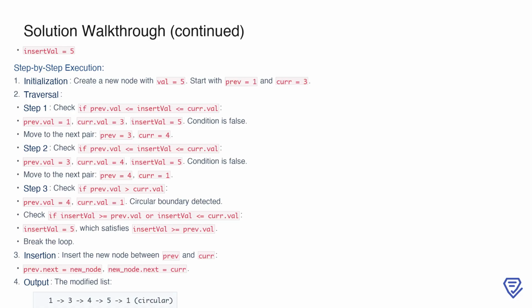Here, we check if the value to insert is either greater than or equal to prev.val or less than or equal to cur.val. The value 5 satisfies the condition of being greater than or equal to prev.val, so we break the loop. The new node is inserted between previous and cur, updating their next pointers. The final circular list is 1-3-4-5-1, with the value 5 correctly positioned at the end of the sequence.